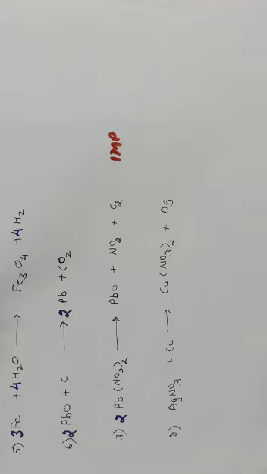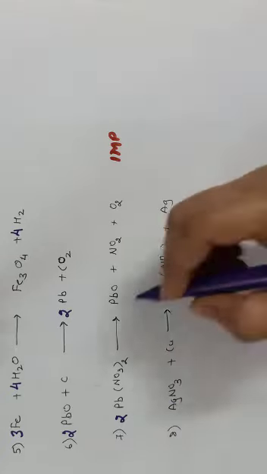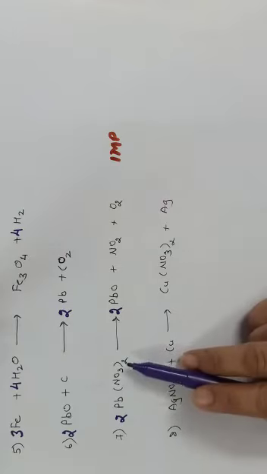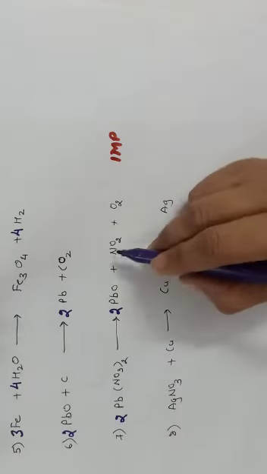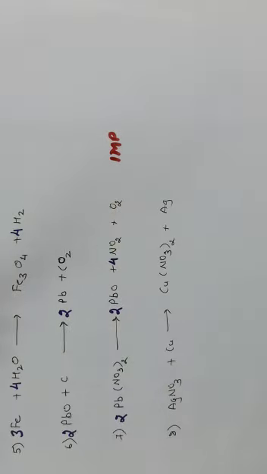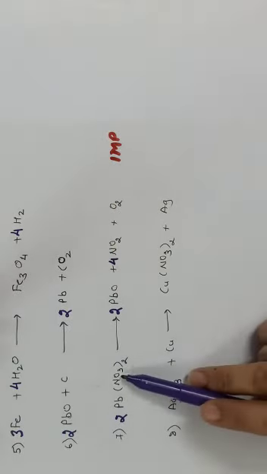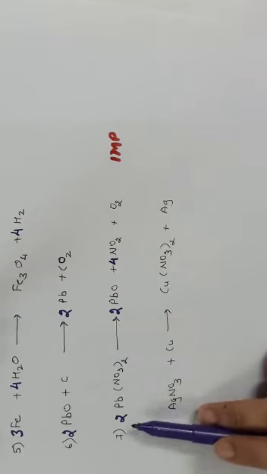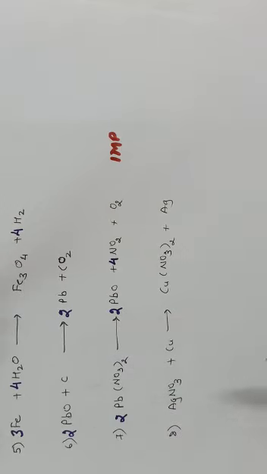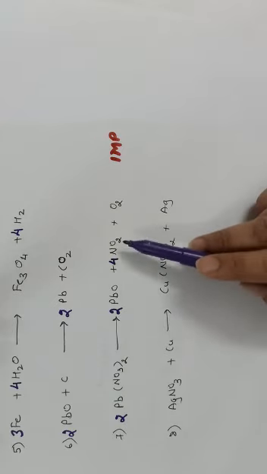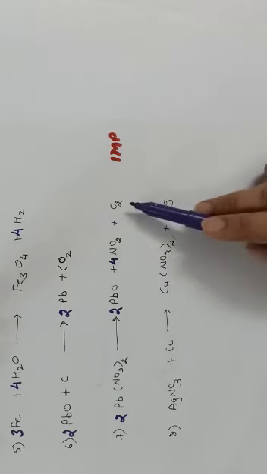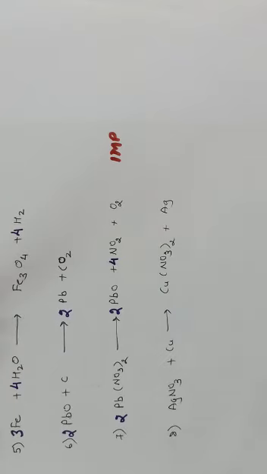Now I will try to balance the remaining part. Lead is 2, so I will write 2 here. Nitrogen: 2 times 2 is 4, and therefore for balancing I will take 4 here. Now oxygen: 3 times 2 is 6, into 2, that is 12 on the reactant side. On the product side it will be 4 times 2 is 8, plus 2 is 10, and 12. So now this equation is also balanced, where the numbers of atoms of all the elements are equal before the reaction as well as after the reaction.